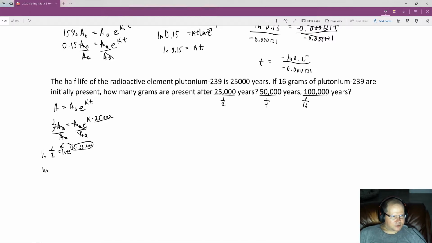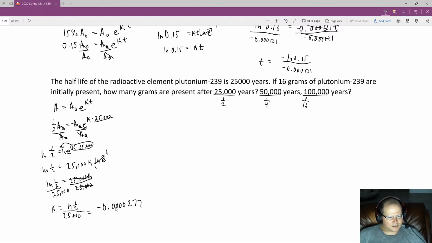And that gives me natural log of 1/2 is equal to 25,000 k natural log of e. Now natural log of e is equal to 1, so it just goes away. And we end up with natural log of 1/2 equals 25,000 k. We undo the multiplication of k by 25,000 by dividing by 25,000. And whatever we do to one side, we do to the other. That gives me k is equal to natural log of 1/2 divided by 25,000.